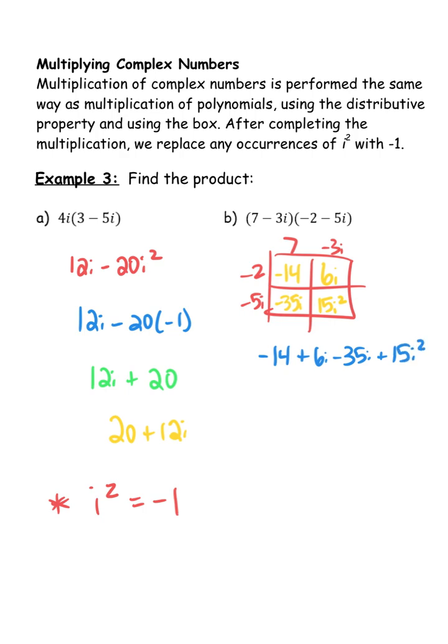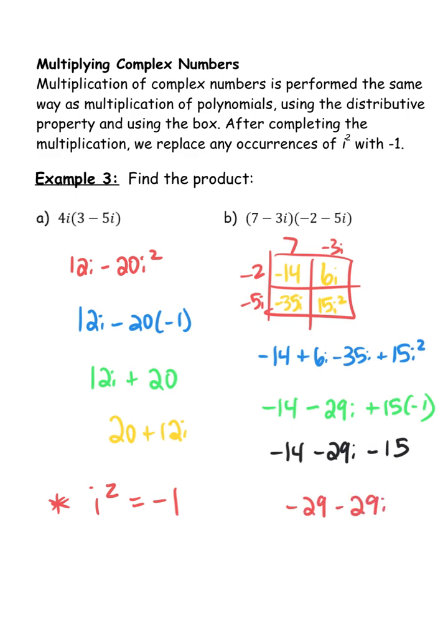And here we've got negative 14. This is minus 29i. And remember, this is plus 15 times negative 1. So then we have negative 14 minus 29i minus 15. So it ends with a minus 29 minus 29i. And that's my end result.